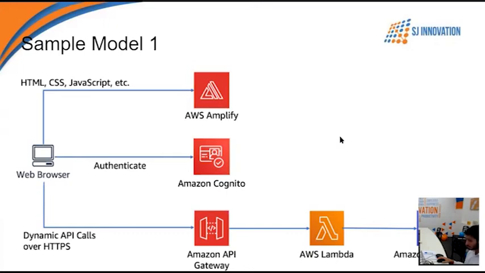Similarly, if you want to process the dynamic data, you make API calls using API Gateway. Then if you want to process your information, you use Lambda, and ultimately if you want to store that information in the database, then you use DynamoDB.